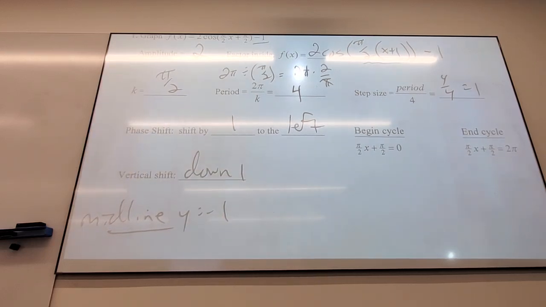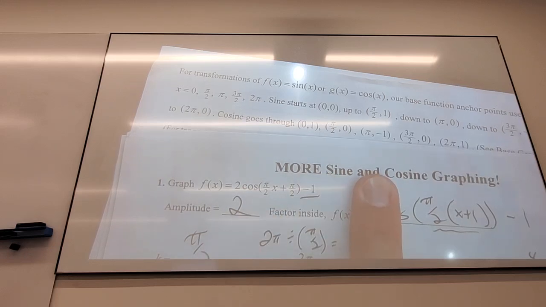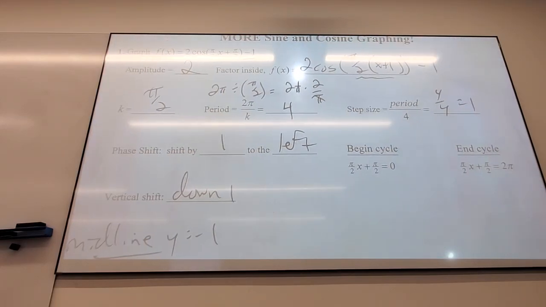So this is gonna oscillate around y equals -1. So I'm going to show you a way to do this to incorporate it all in one, or you can graph this like we did yesterday and then shift all your points down 1. Completely up to you. Let me stop for a minute.